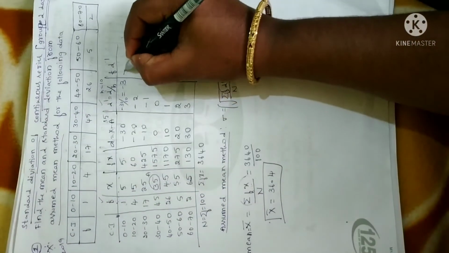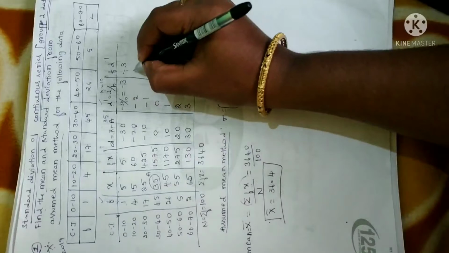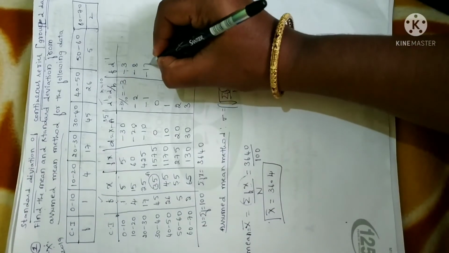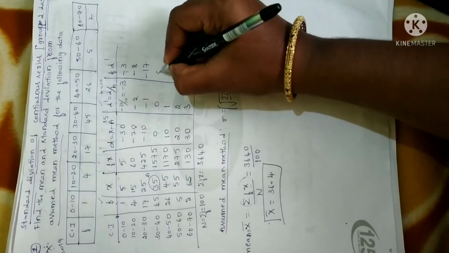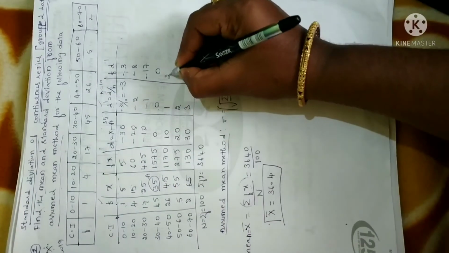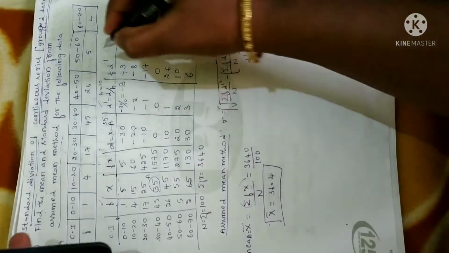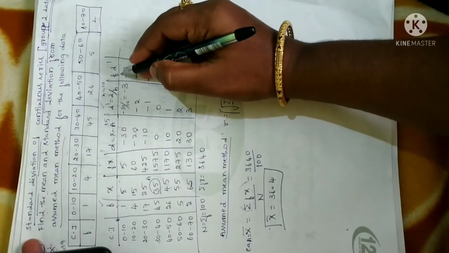1 into minus 3 is minus 3. Next 4 into minus 2 is minus 8. Next 17 into minus 1 is minus 17. Next 45 into 0 is 0. 26 into 1 is 26. Next 5 into 2 is 10. 2 into 3 is 6. So I have obtained the value of f into d dash.